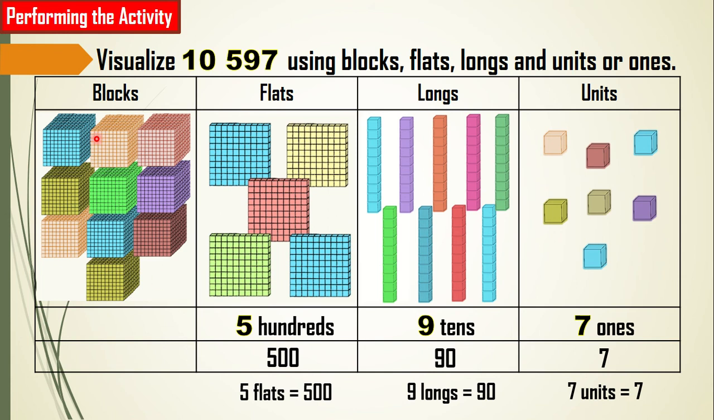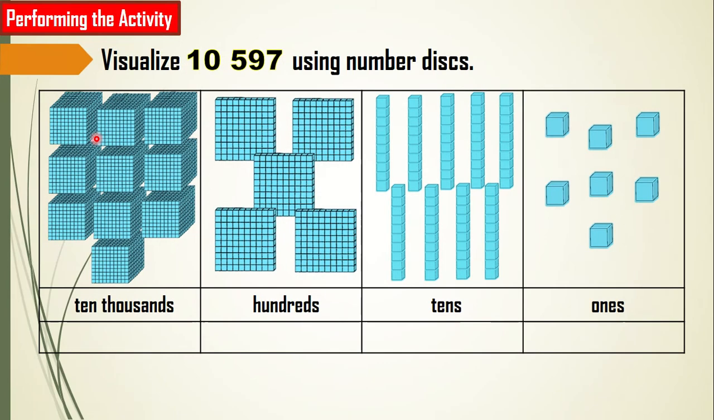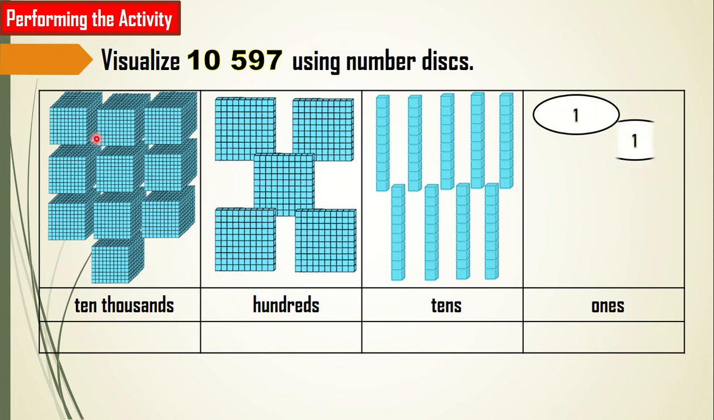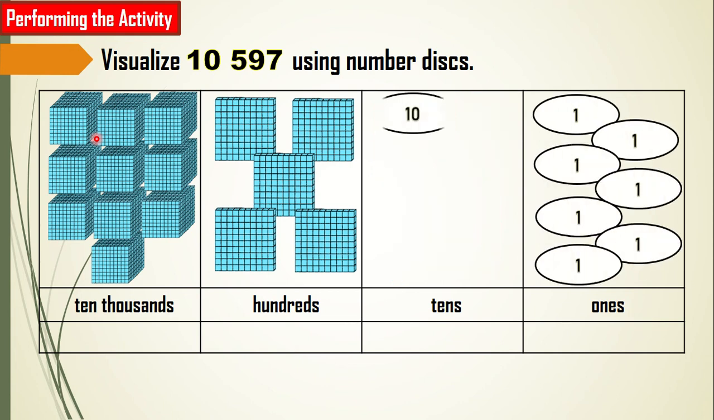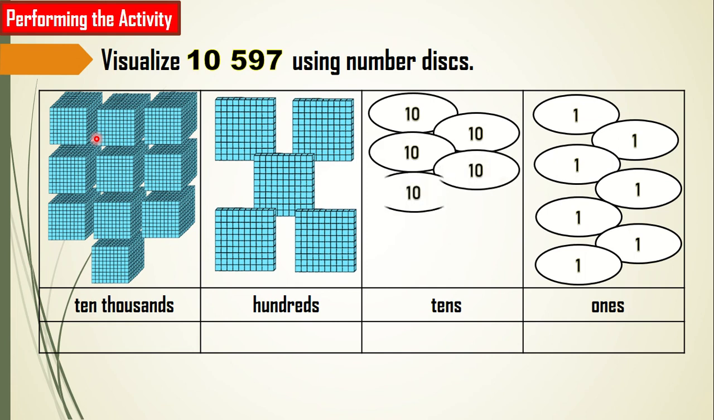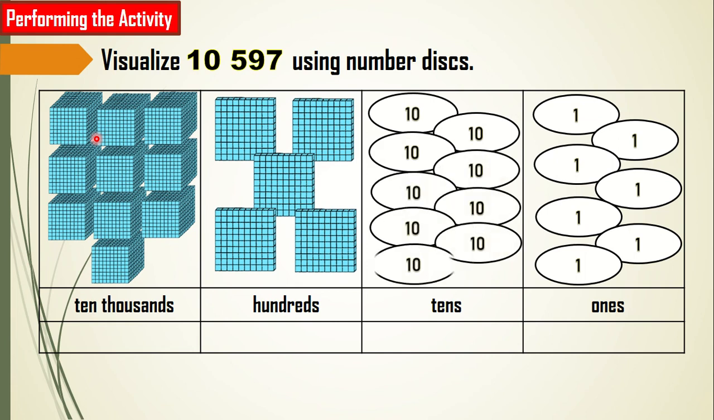How many blacks do we have? We have 10 blacks or 10 thousandths. 10 blacks is equal to 10,000. Another way on how we can visualize 10,597 is to think of this to represent the number. Let's try to perform the following activity using number disc.